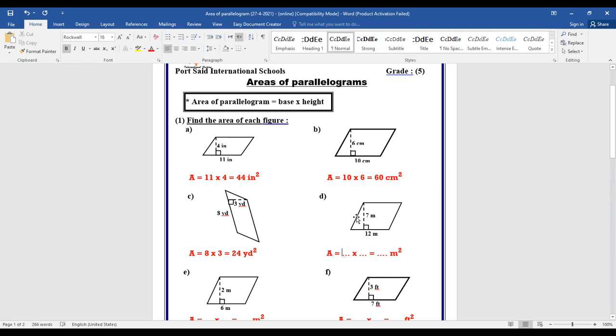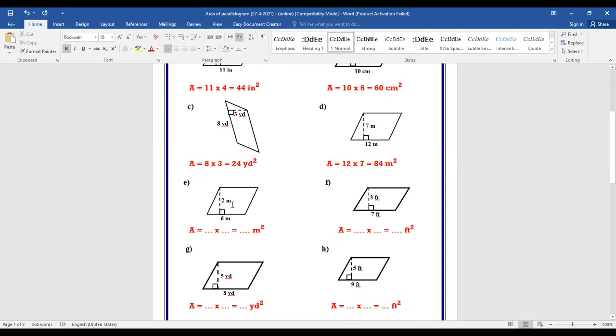Yasin Hisham. Our base is 12 meters and our height is 7. 12 multiply 7 equals... طيب, 7 multiplied by 2 equals 14. 4 and carry 1. 7 multiply 1 equals 7. 7 plus 1 equals 8. It will be 84. Okay. طيب, the next one.